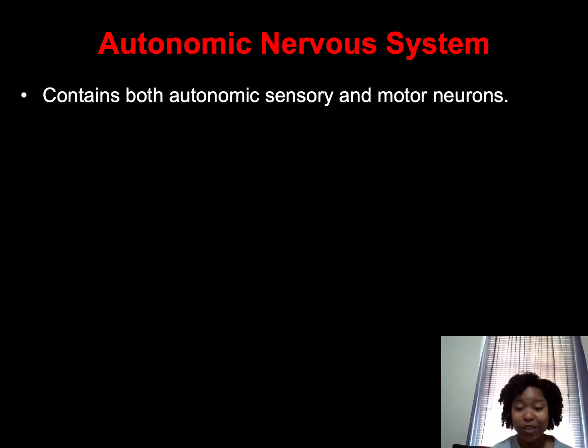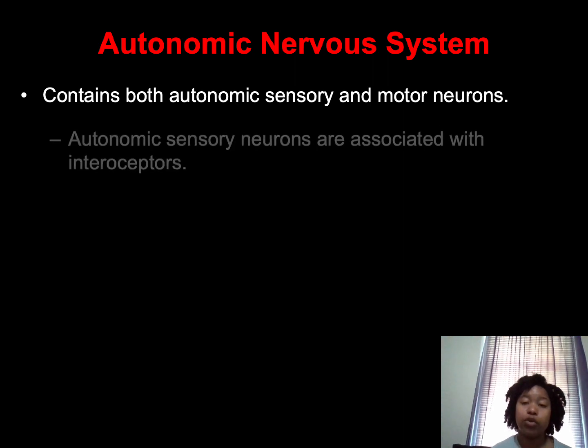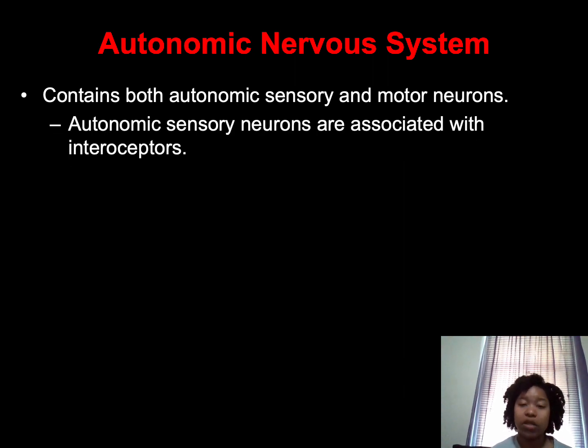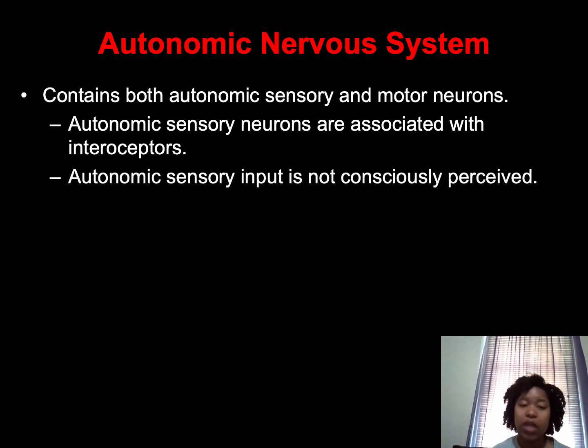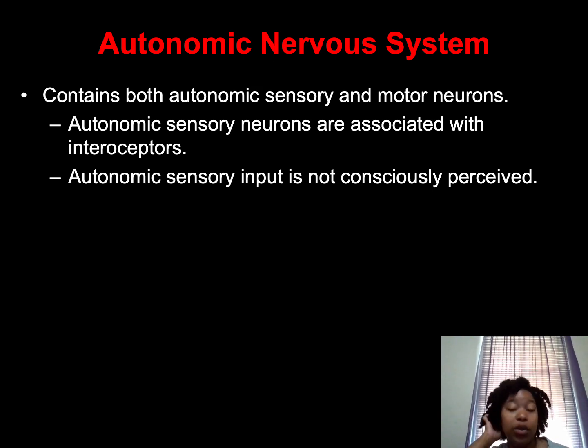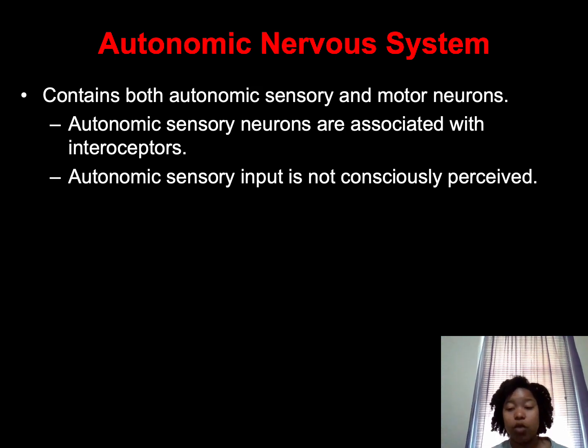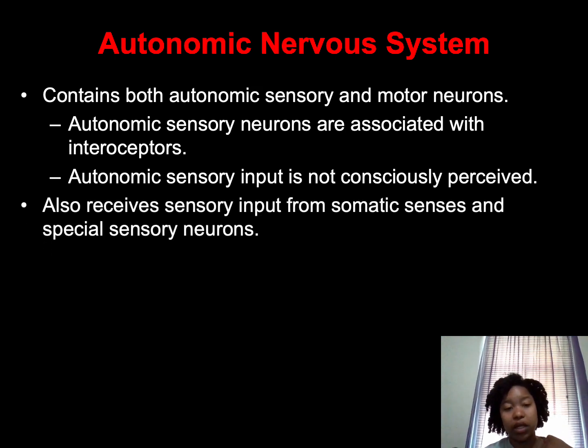But back to the autonomic nervous system, it contains both autonomic sensory and motor neurons. So the autonomic sensory neurons are associated with interoceptors, and the autonomic sensory input is not consciously perceived. So it's kind of the opposite of what we just discussed. Like you don't intentionally know what the sensory receptors in this system are doing within the body.